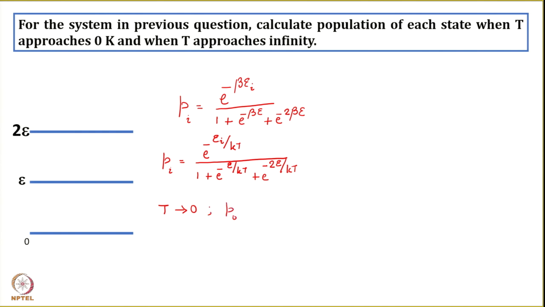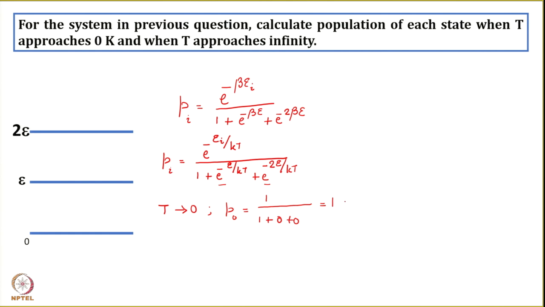your P0 is going to be, for the 0th state the energy is 0, so exponential 0, is equal to 1 divided by 1 plus, when T approaches 0, exponential minus infinity, which is 1 by exponential infinity. So this term is going to be 0. So 0 plus 0. That means P0 is equal to 1. So you see, when temperature approaches 0, all the molecules are going to be in the ground state.